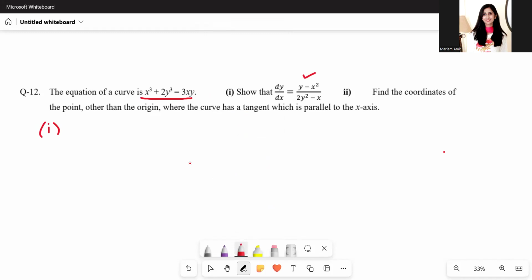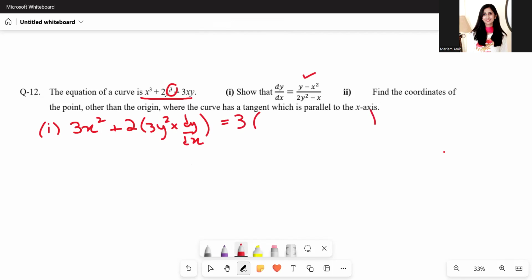So x cubed differentiated with respect to x is just going to be 3x squared, plus 2y cubed differentiated with respect to x will be 6y squared times dy by dx, equals to 3.